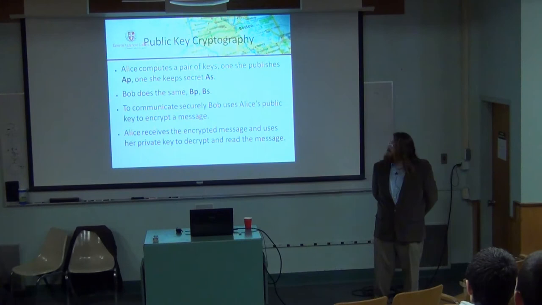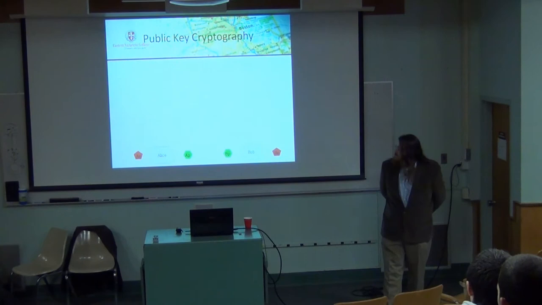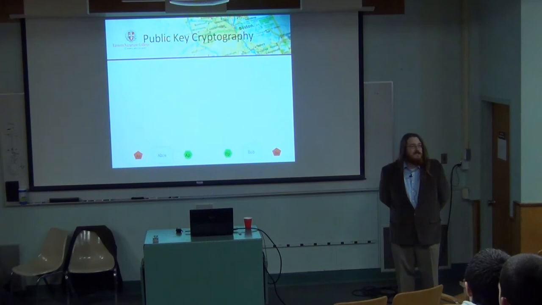So, kind of diagrammatically, we have Alice and Bob. They compute their keys. So the secret keys are in red, and those are kept secret. The public keys are out in the middle. You can see them. They're in the open. Eve can see these public keys. That's what's fascinating, right? Eve has access to all the public information.